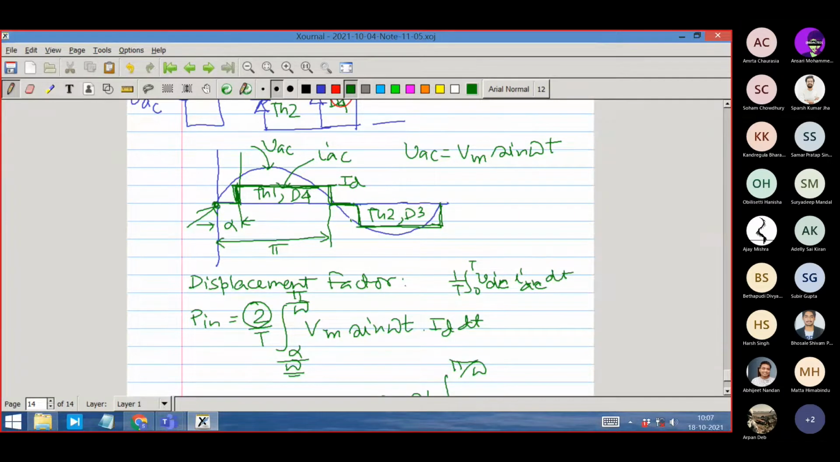And here we do a little clever thing. Let us say that our 0 is now shifted here. We are shifting the 0 by alpha by 2 from here. So this is what we are doing, a 0 shifting, right? From that perspective, if you observe from this 0, the current waveform is now symmetric.